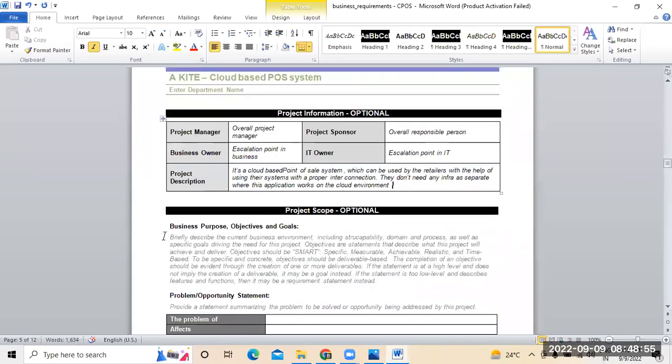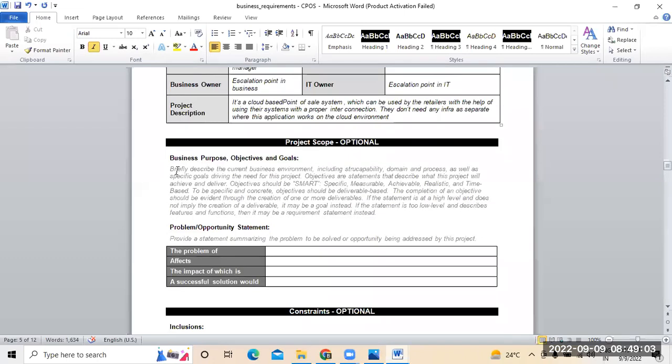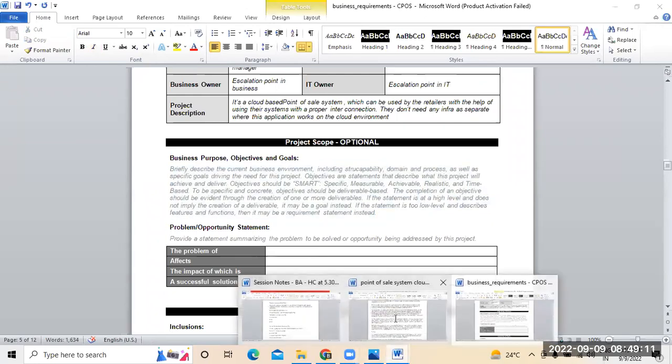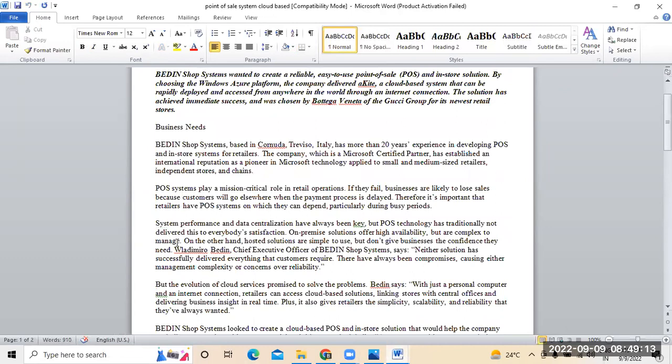Now here you need to write down the purpose. So whatever we have discussed so far, right? Business purpose, objectives, whatever the goals, all that information has to be written here. Now here you need to write down the problem. What was the problem? If you see the case study, there is a problem which was written here.